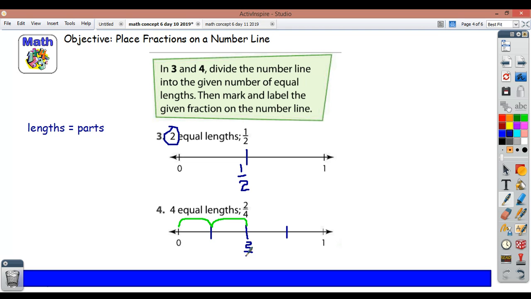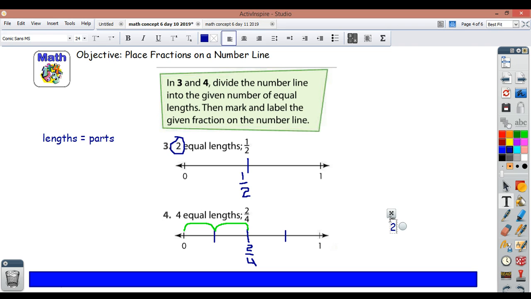over 4. If you have trouble with the writing, use the typing tool. It's in the solve and share too, because I could have written that as 2 over 4, and that's the same thing. That means the same thing right there. Okay? All right, so that's how to place fractions on a number line.